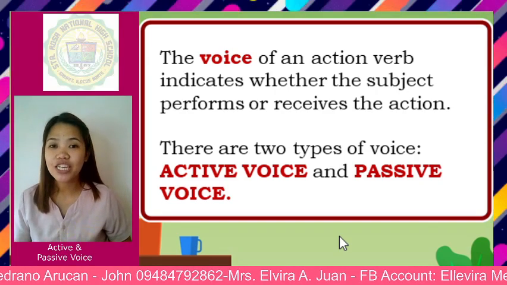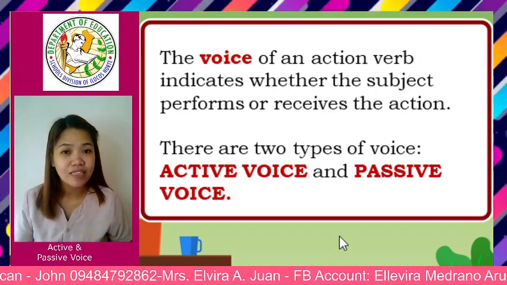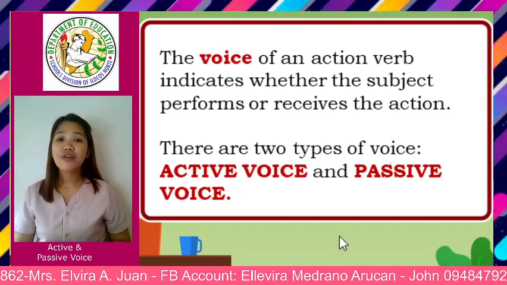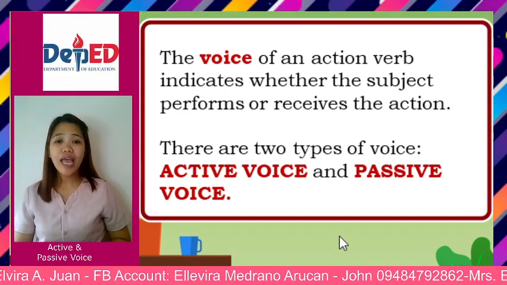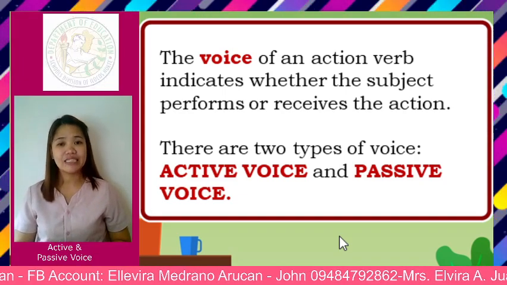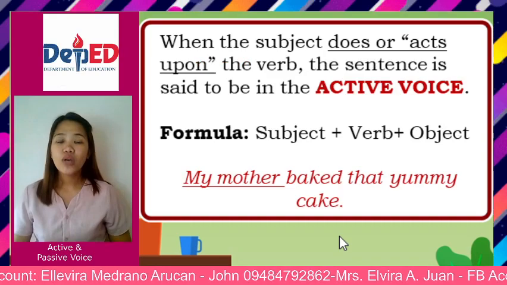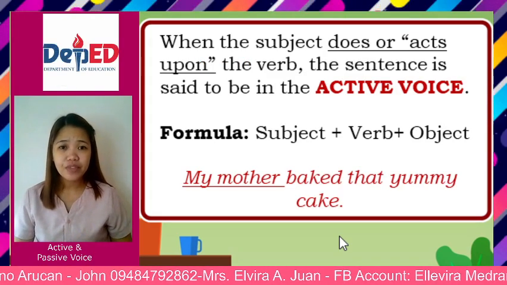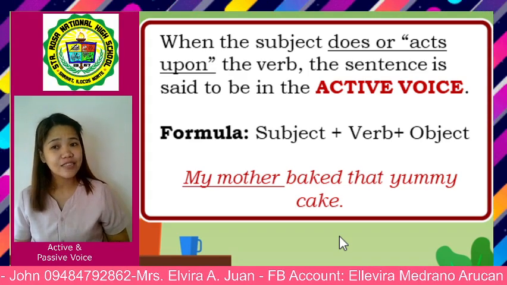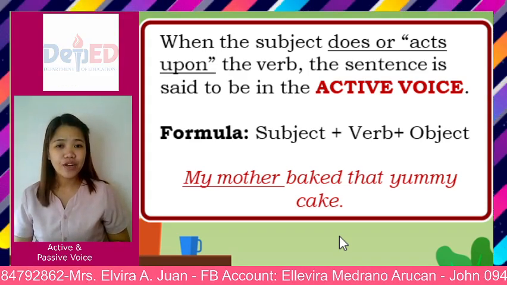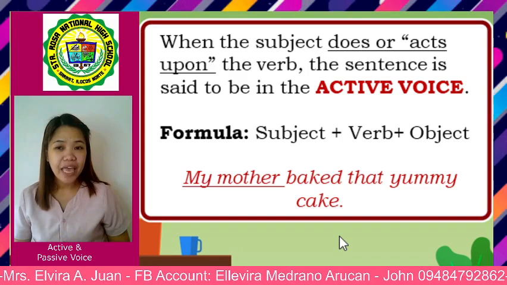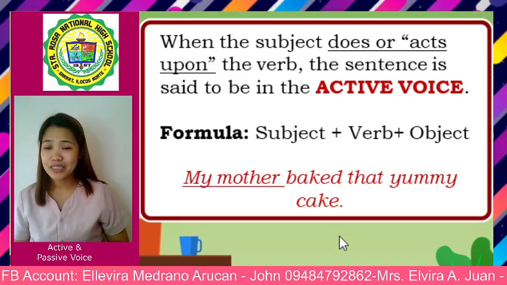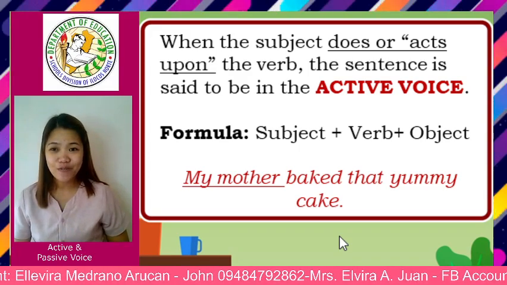The voice of an action verb indicates whether the subject performs or receives the action. And there are two types of voice. We have the active voice and the passive voice. When the subject does or acts upon the verb, the sentence is said to be in the active voice. So we have here, my mother baked that yummy cake. Who baked the yummy cake? It's the mother, and that is the doer of the action.